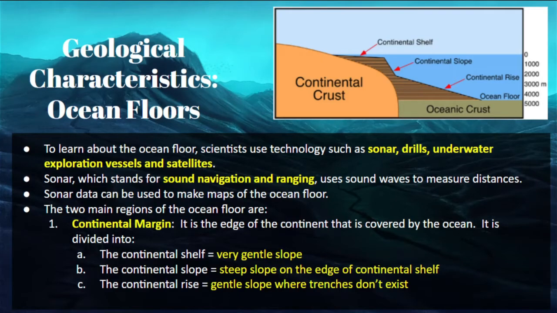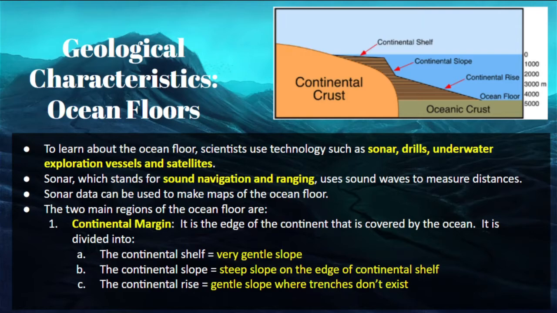Okay, so geology. So as you guys did with your virtual lab, you learned throughout ocean mapping that one of the main things that scientists use to discover what the ocean floor looks like and map it is using sonar. But they also use drills and underwater exploration vessels or satellites. So sonar, which stands for sound, navigation, and ranging, uses sound waves to measure distances. As you said, it sort of pings it down, and as it bounces back up, it measures that distance, and that's how deep something is.